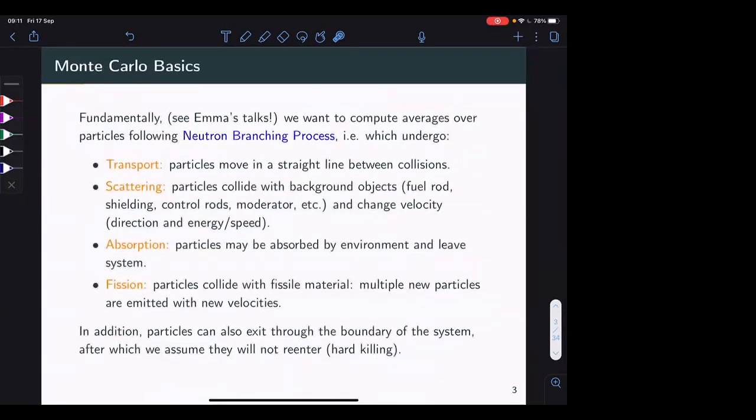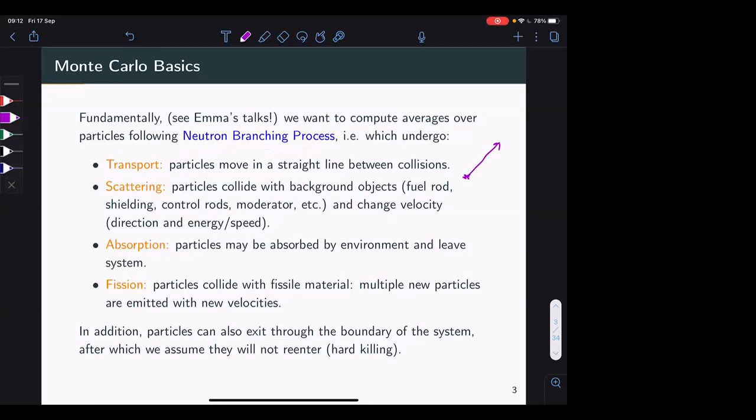So, moving on, thinking about the basics of what we're trying to do. Emma talked a bit about the underlying physics that translates into a stochastic process we want to compute. The fundamental thing is that we have some physical model, which we're going to think of here as our neutron branching process, which is just a collection of particles which do various things. We've got the transport, which in our case generally means your particle just moves in a straight line.